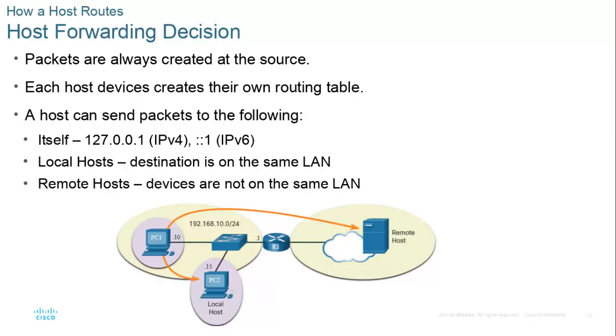Now every host machine has its own routing table. If you fire up your Windows computer and type route print at the prompt, it'll tell you the routing table it has. It has a 127.0.0.1 address. That's IP version 4. It has an address for local hosts and remote hosts. So this is like the decision.